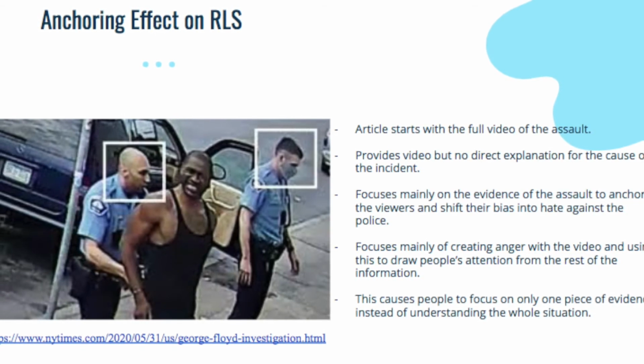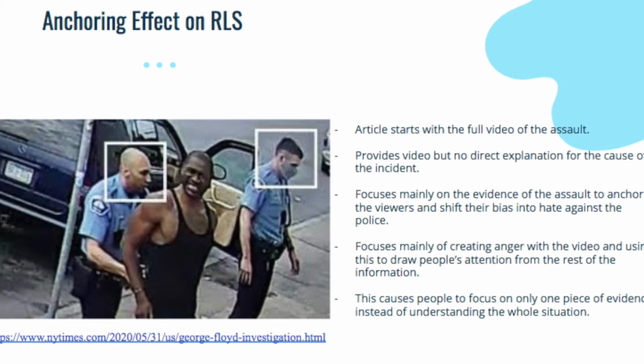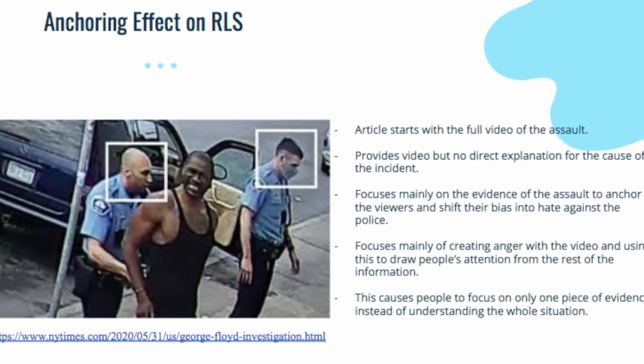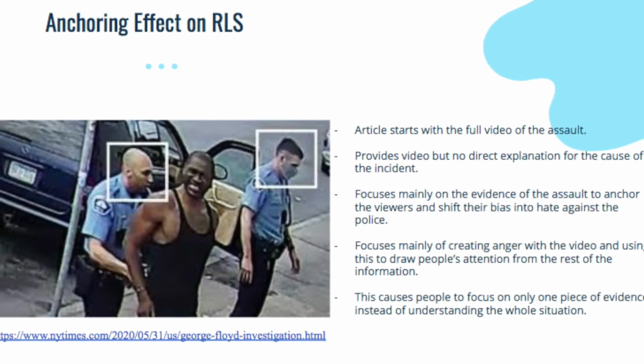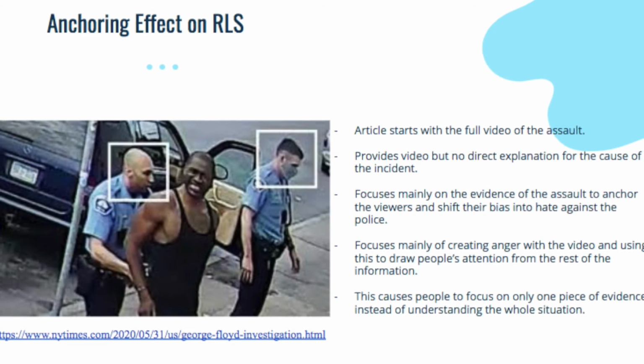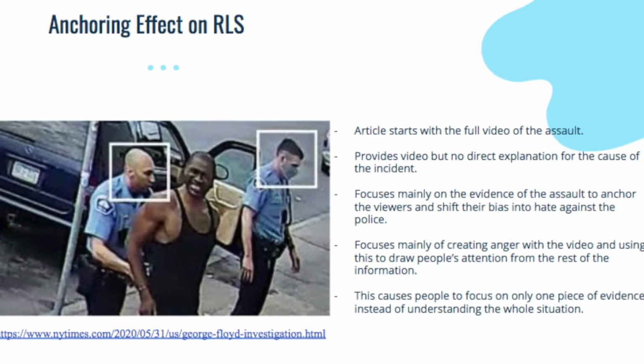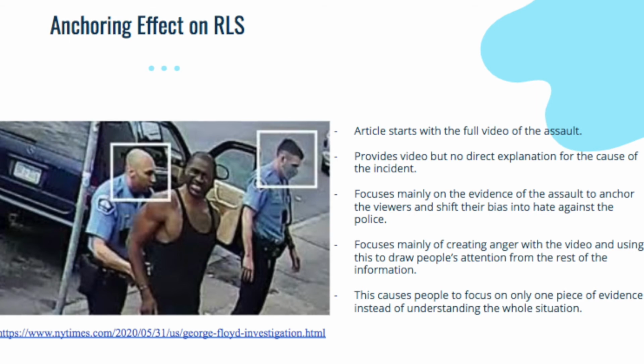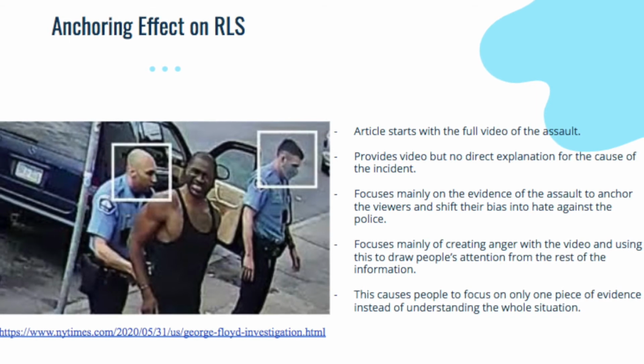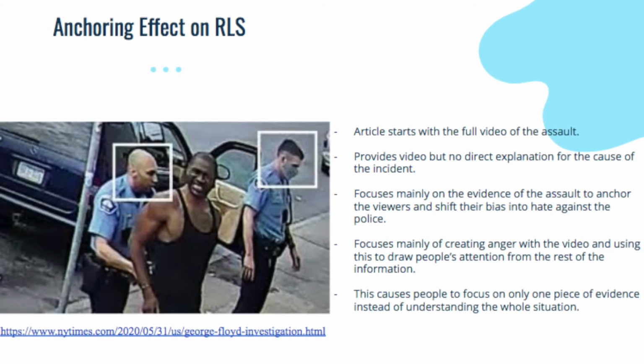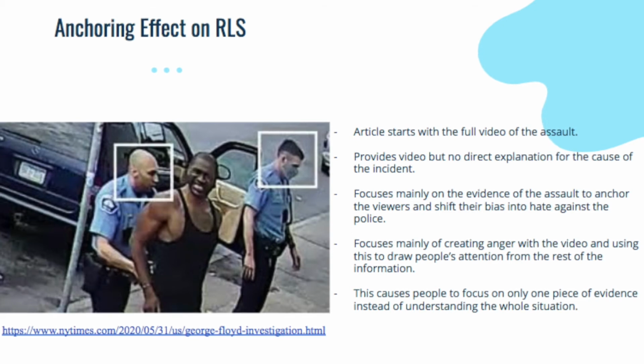And the article focuses mainly on the evidence of the assault to anchor the viewers and to make them hate the police officers that did this. But it doesn't give a full view. It focuses mainly on creating anger with the video and using this to draw people's attention from the rest of the information that follows in the article.